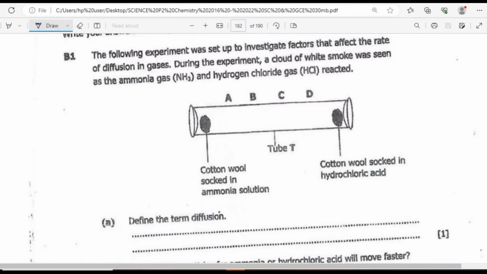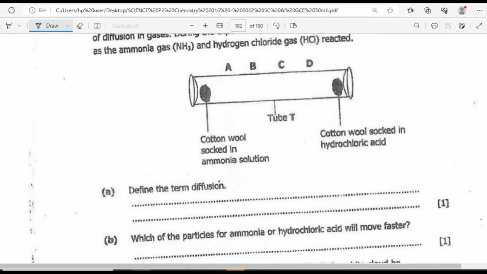Okay, so now we have another question. The following experiment was set up to investigate factors that affect the rate of diffusion in gases. During the experiment, a cloud of white smoke was seen as the ammonia gas NH3 and hydrogen chloride gas HCl reacted. So what is our first question? Define the term diffusion. So this is the movement of particles from the region of higher concentration.